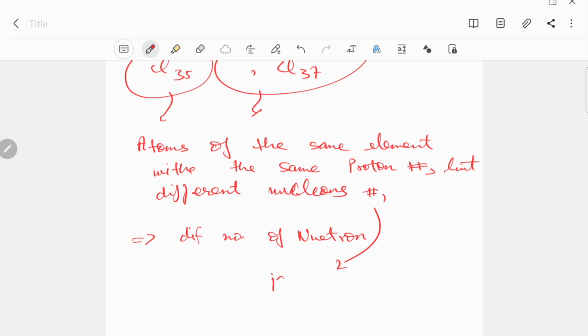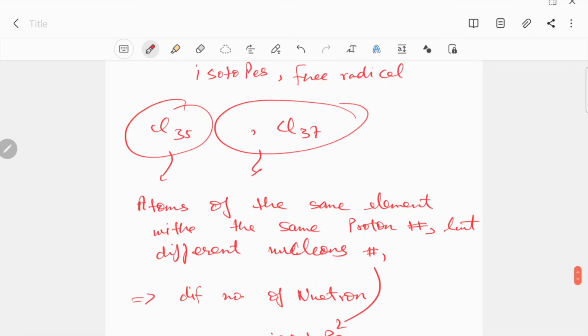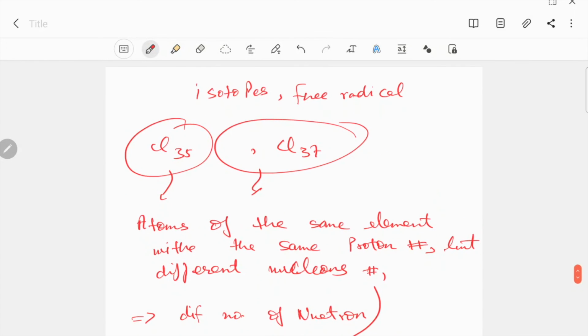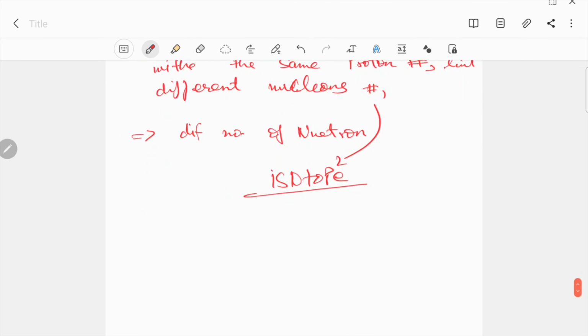This is what we call an isotope. Cl35 and Cl37 are both isotopes of chlorine. An element exists as a mixture of different isotopes.